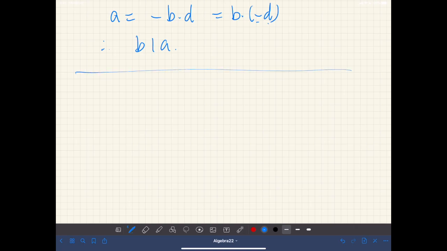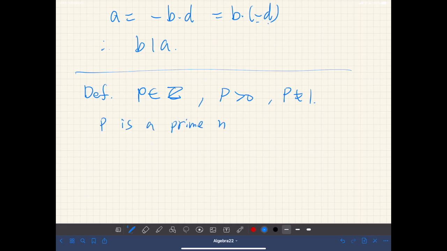Now let's define prime numbers. If an integer p, which is strictly positive and not equal to 1, has only trivial divisors, it is said to be a prime number, or just simply prime.